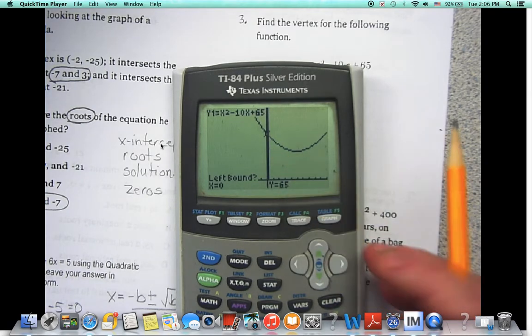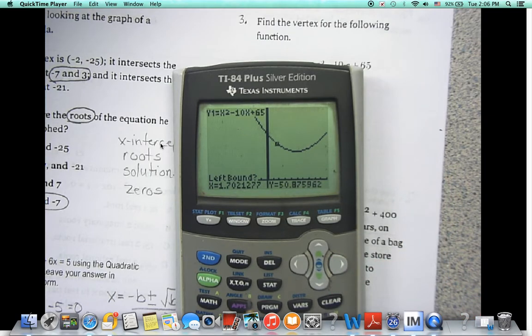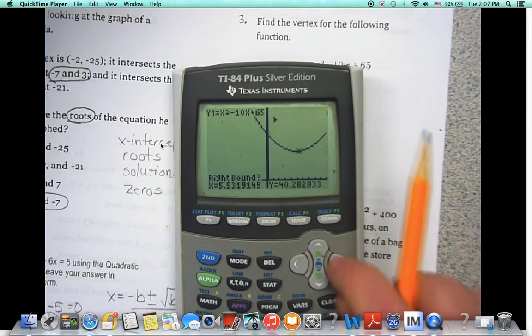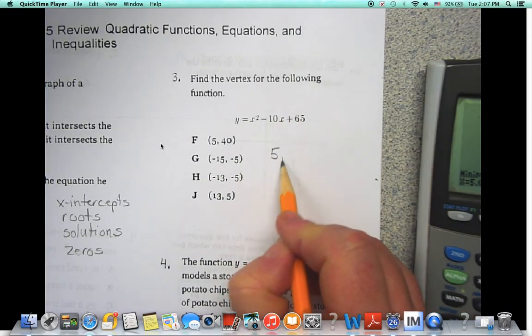So what do we do for left bound? Go left, push enter. And go to the right and push enter. Then push enter again. Okay, so we get 5 comma 40, which is 5, right?